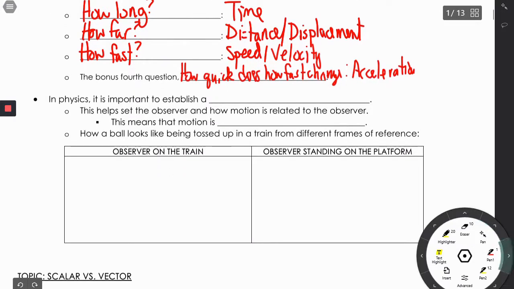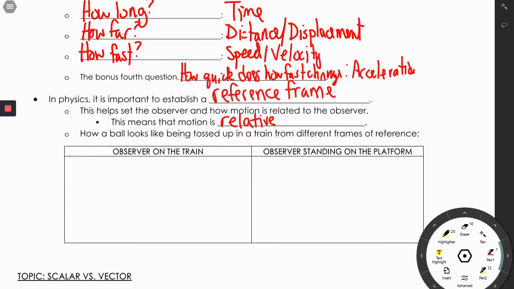Okay, now when you're talking about motion, it is important to establish a reference frame. That's just where everything gets measured from, or that's really what determines what's moving and not moving. If I'm in a still reference frame, anything that comes into it is moving. If I'm in a moving reference frame, anything that comes into mine is moving, even though it seems kind of strange how that will work out. So this helps set the observer and how motion is related to the observer. So what we say is that motion is relative. There'll be problems that are called relative velocity problems or relative acceleration problems, and we're just talking about how they're related to each other.